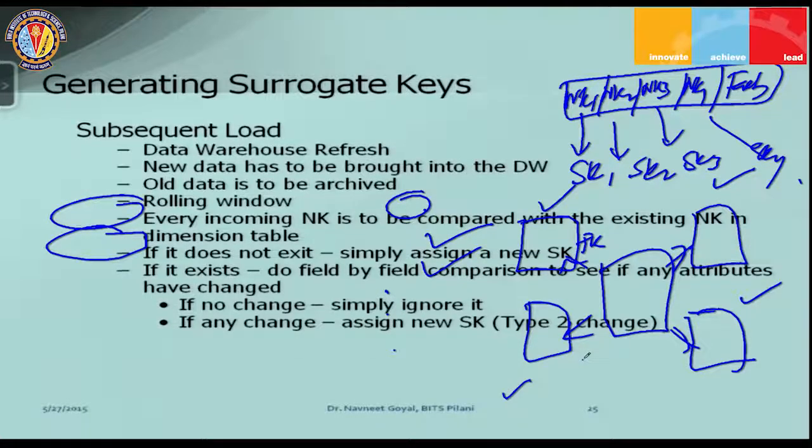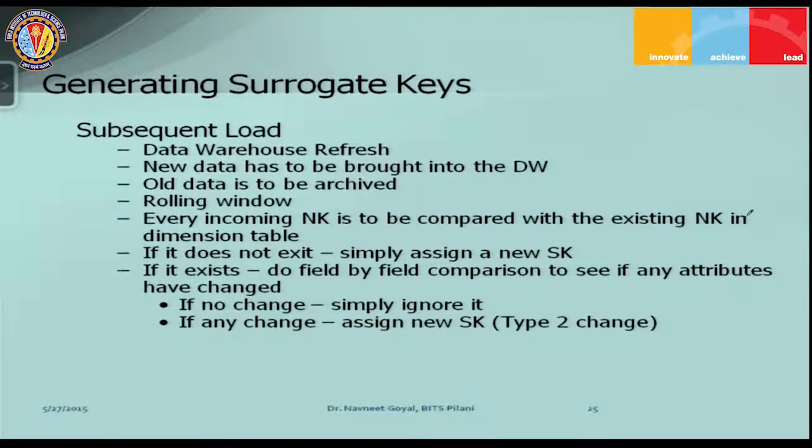Now the subsequent load, which we call the refresh of a data warehouse. Here, data needs to be brought into the data warehouse, and old data may need to be archived, because once you have built the data warehouse, you cannot just keep on adding data into it. You may have to expunge or archive some data at some point. So we use the sliding window or rolling window protocol, which basically tells us that if I bring in a new time period's data into the data warehouse, I'll remove the oldest data.